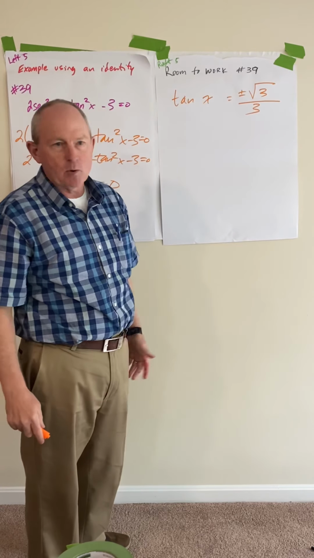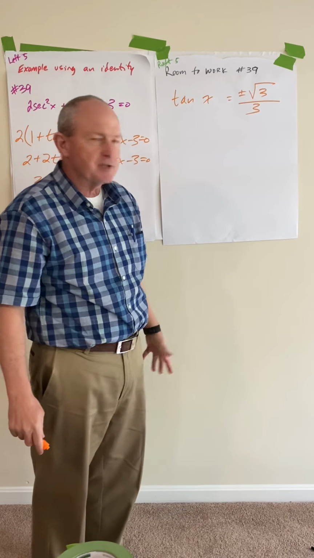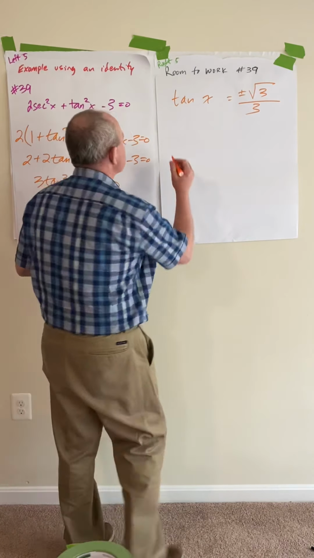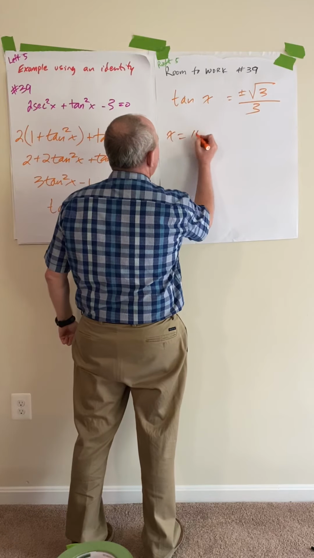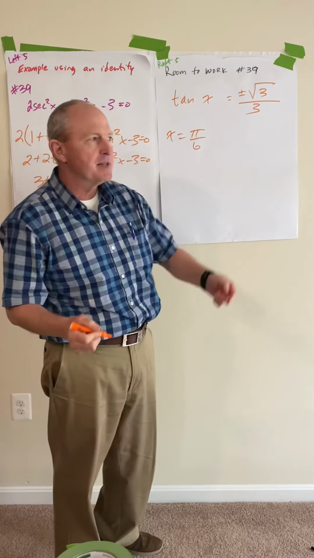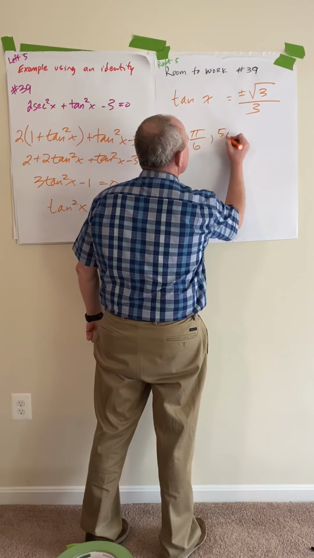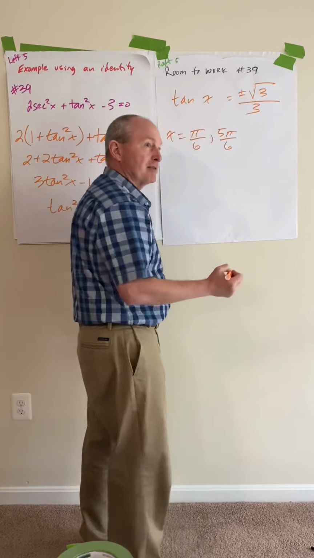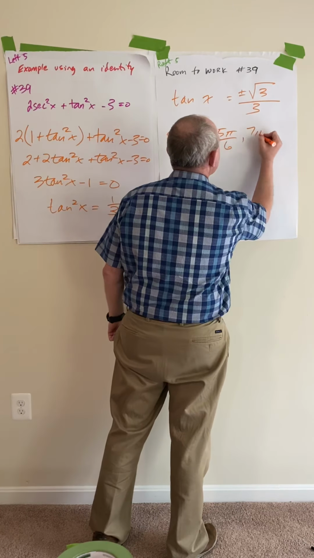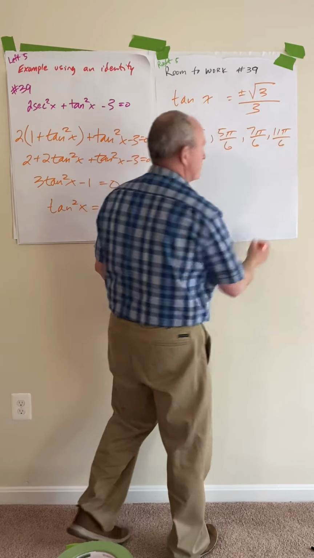And now I just have to think, where is tangent root 3 over 3? That's when the sine is 1/2, and sine is 1/2 at pi over 6. So x would be equal to pi over 6. But it's plus or minus, so it could be in the second quadrant too: 5 pi over 6. And then also the third quadrant, because that's where tangent is positive, so 7 pi over 6. And of course in the fourth quadrant, 11 pi over 6.